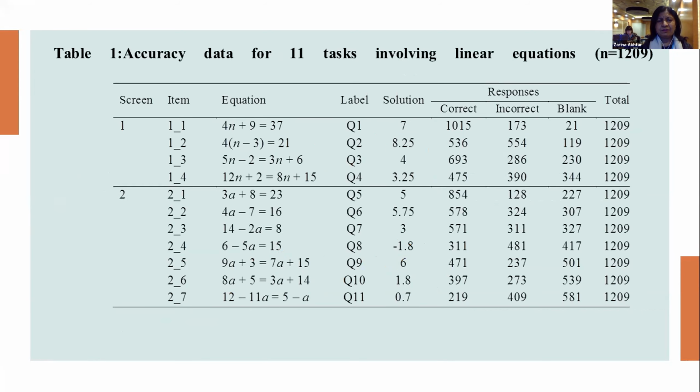This is an accuracy table for 11 tasks involving linear equations that were given to the students. Labels were assigned to the equations or questions, and the answers are given as correct, incorrect, or blank responses. It also shows that when students get to the end of the test, the blanks are more than the correct responses or the incorrect responses.